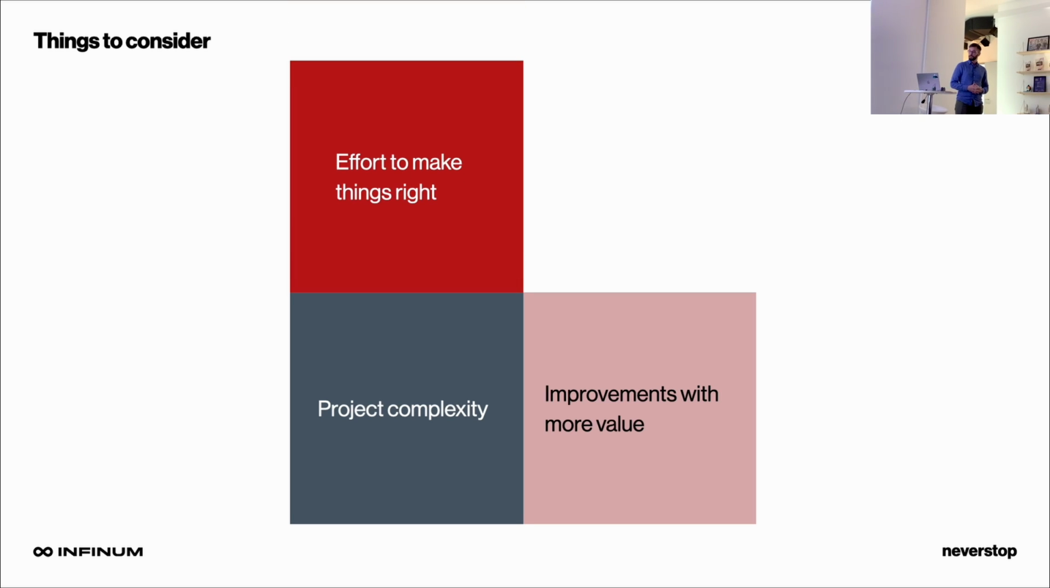Another one is effort to make things right. Always try to estimate things as accurately as possible, because if you add something, ask for your time, and go over the estimate, the client won't be happy. And the last one is project length. So if you are working on a project that has a longer life cycle, then there's more need to tackle technical debt and focus on it.